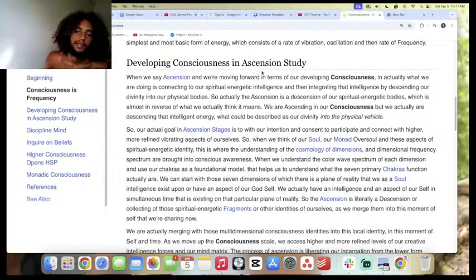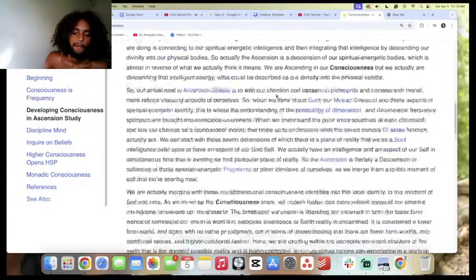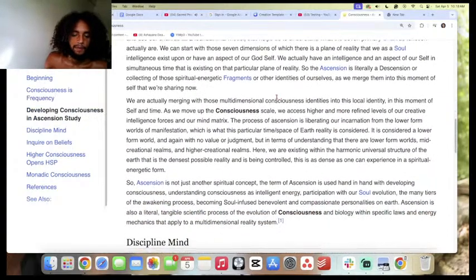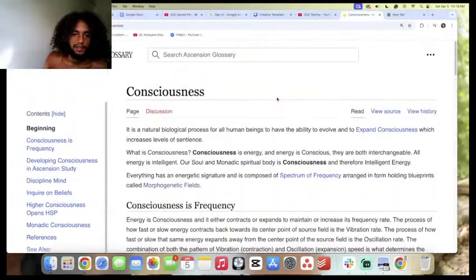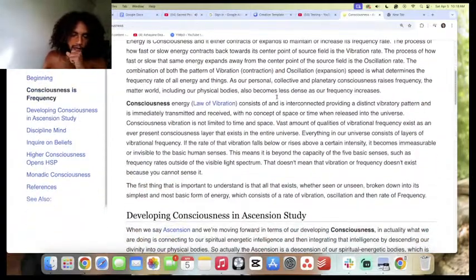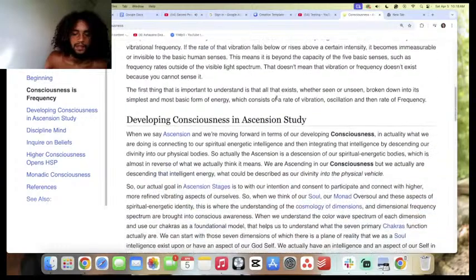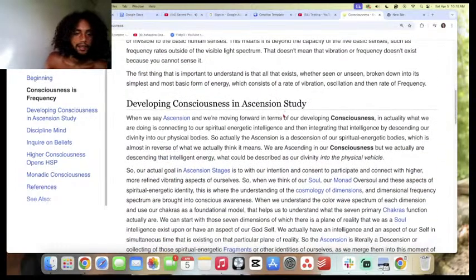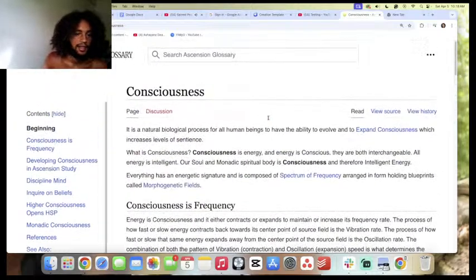So, developing consciousness in ascensional studies. Do I want to talk about this right now? Because we did read these two. This is a good concept, right? Everybody that has yet to read this, y'all should go read this on your own time. This is once again the Ascension Glossary.